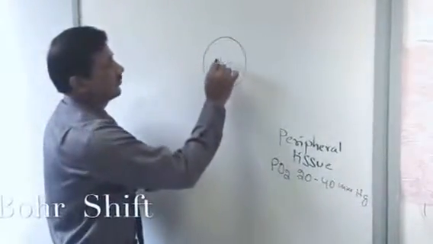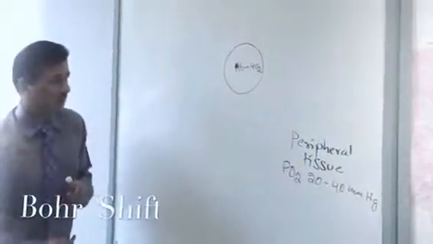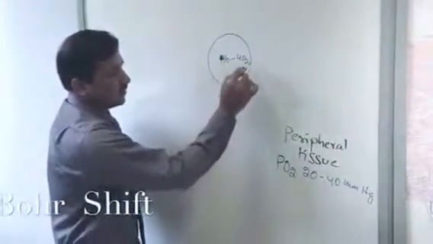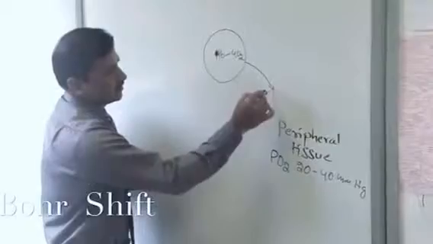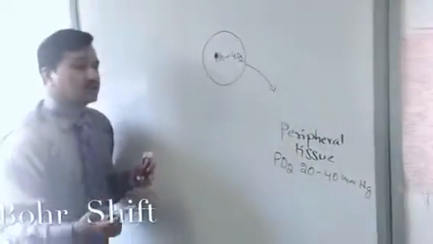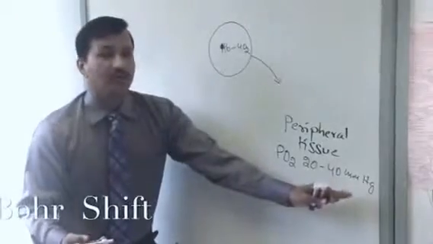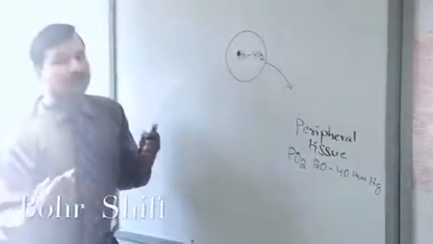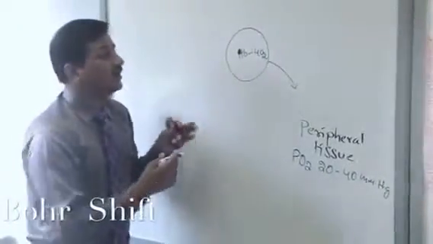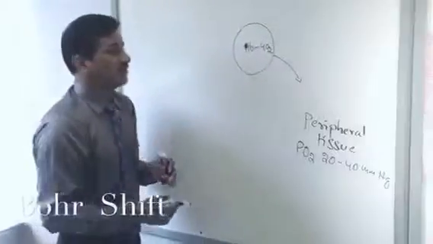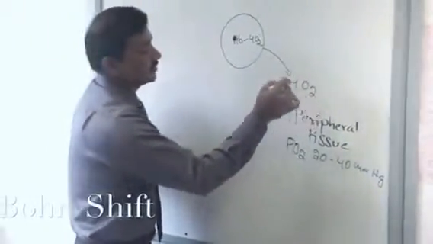It carries four oxygen molecules. Hemoglobin carrying four oxygen molecules. As it reaches the peripheral tissue, it is going to release these four oxygen. Generally, it releases two oxygen molecules. Whenever the partial pressure of oxygen is 20 to 40 millimeter of Hg, half desaturation occurs. But for our understanding, let's do 100% desaturation, meaning four oxygen molecules are released into the peripheral tissue.